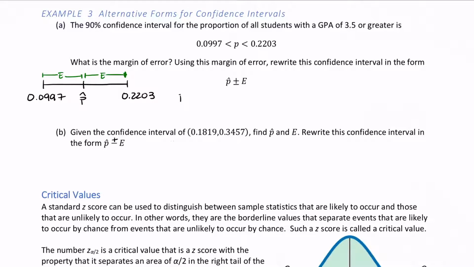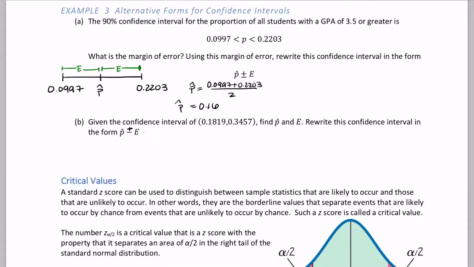So let's start by finding our point estimate using the midpoint formula we know from algebra, which is simply to add these two values and divide them by 2. Point estimate, 0.16.